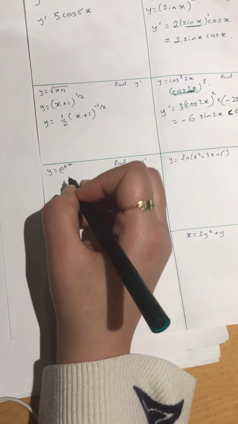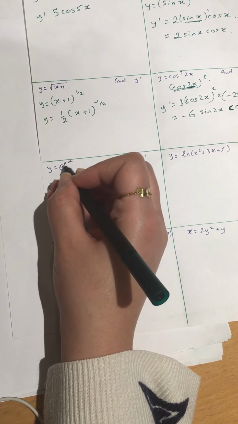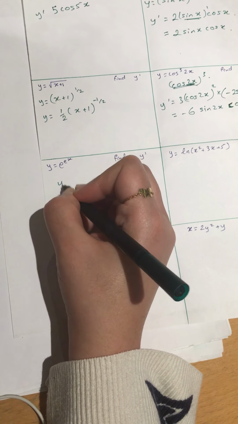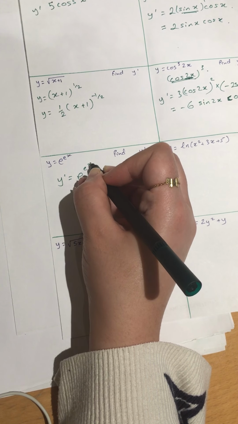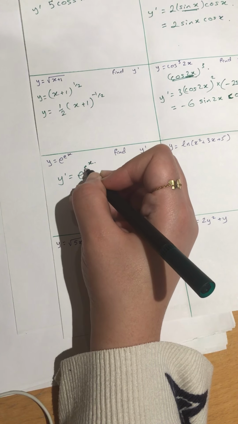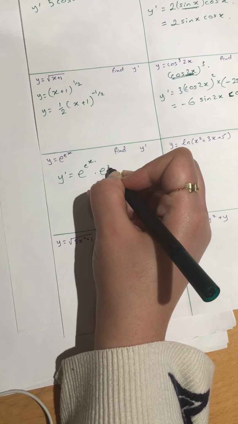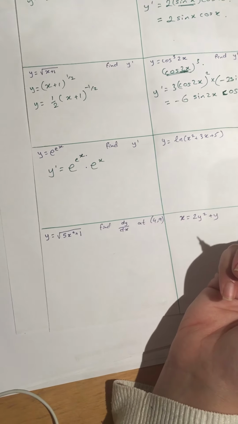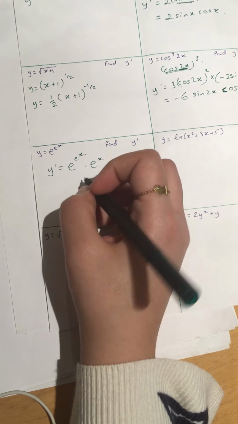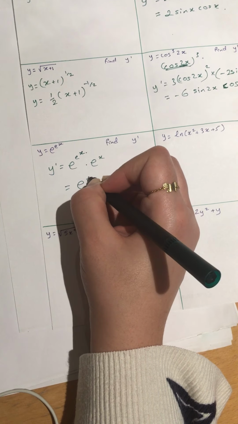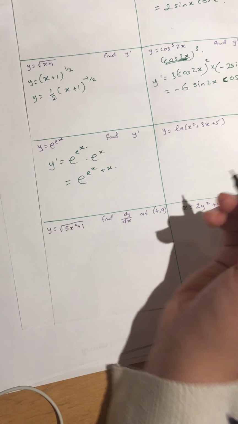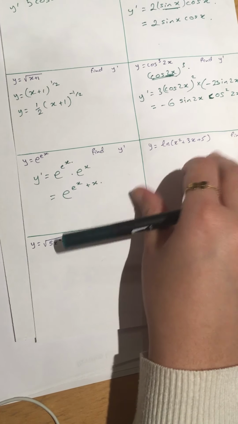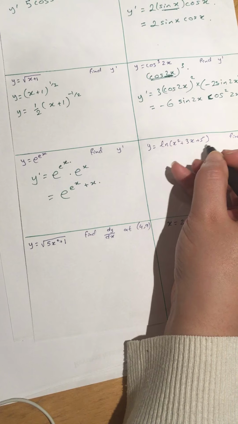Last few, I have y is equal to e to the power e^x. Differentiating that will give me e to the power e^x, and then differentiating e to the power x is just e to the power x. This could be rewritten as e to the power e^x plus x, because I have the same base and I just add the powers.